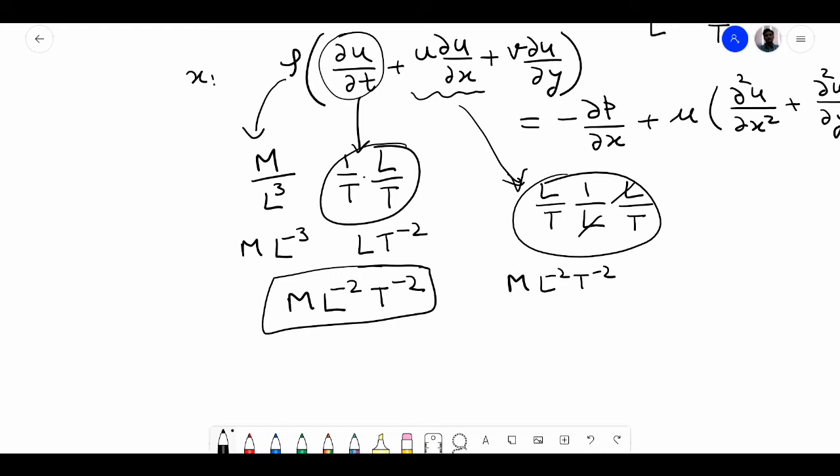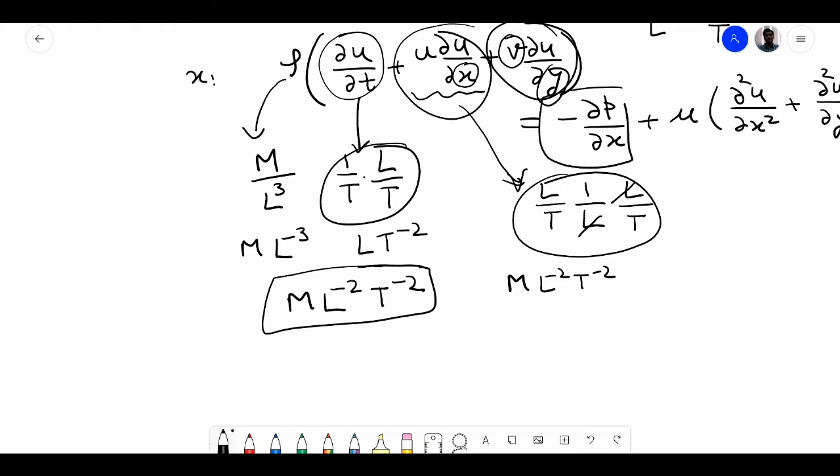Similarly for v dou u by dou y, because we have just changed the direction of velocity here, now it has become y direction velocity, and here instead of x this is y, but the dimensions are same for all these terms. So the dimension for this term v dou u by dou y will also be same as that for this term u dou u by dou x. So now we are sure that the dimensions for all the terms on the left hand side are same, m L minus 2 t minus 2.